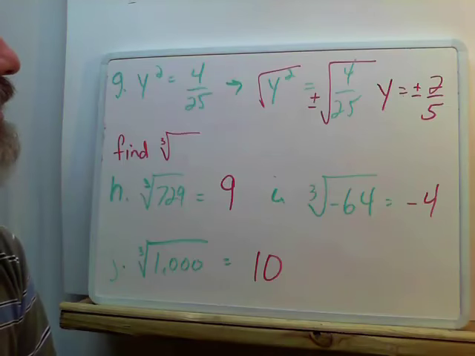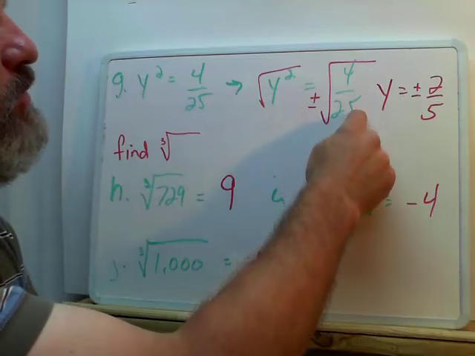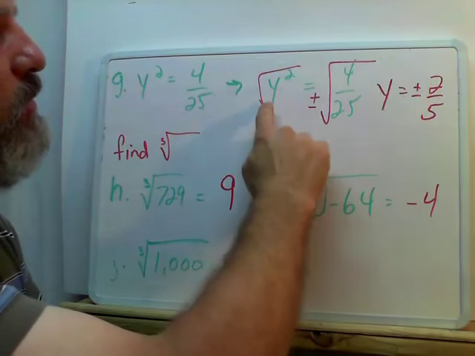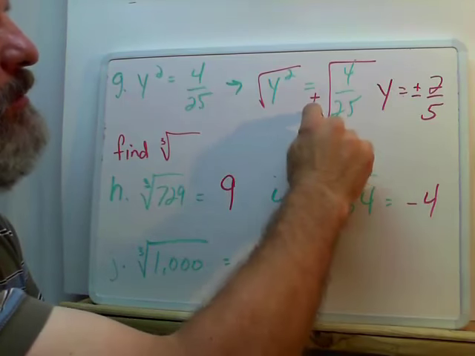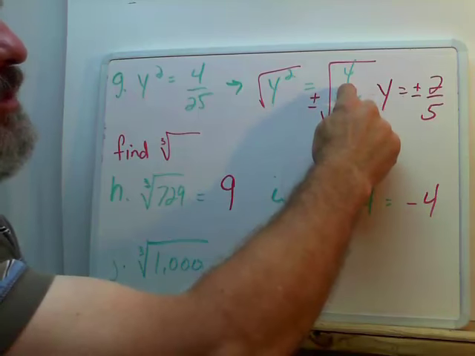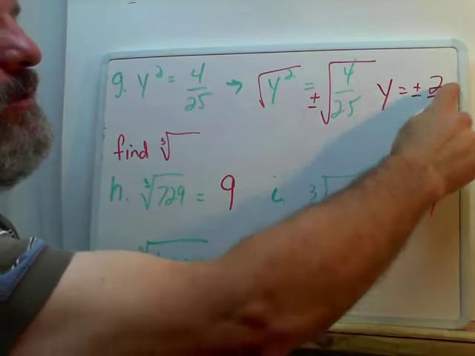Letter G, y squared equals 4/25. Again, right away we see that we have perfect squares here, and right away we're going to take the square root of both sides. Square root of y squared is y. Because we took the square root of a variable, we're going to go plus or minus. Square root of 4 is 2. Square root of 25 is 5. Plus or minus 2/5.